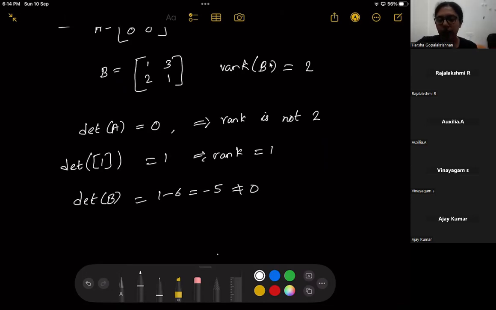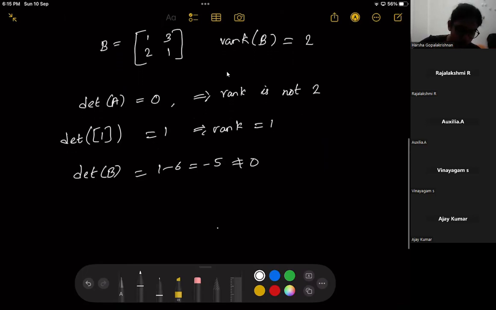Clear? In this way, for any matrix, we can see rank. We will find the different ways of finding rank. This is the basic definition of rank. Other than that, we have so many ways to find the rank of a matrix. So we will go to it later.